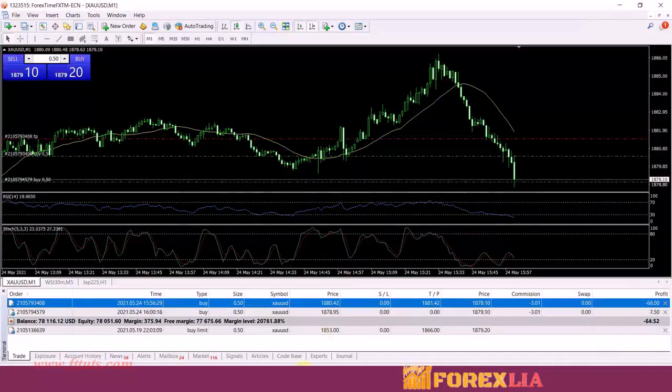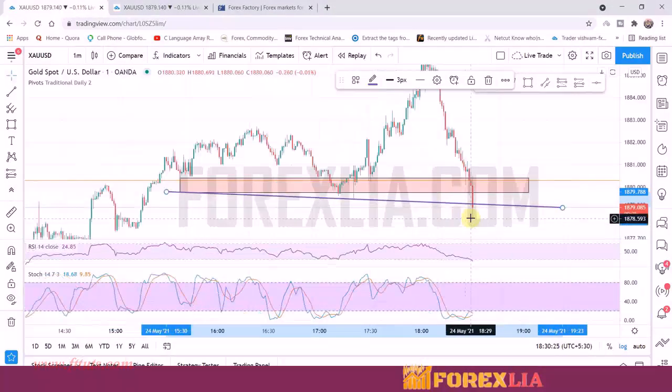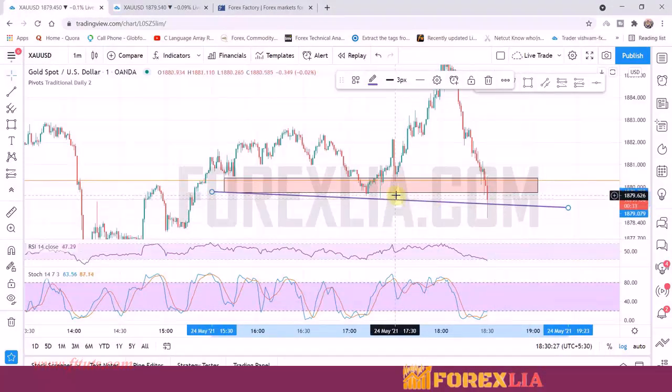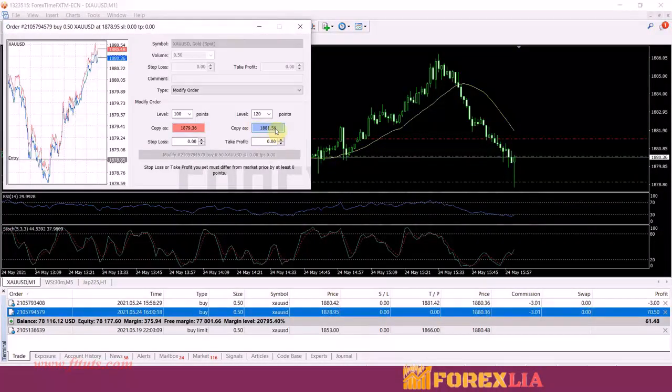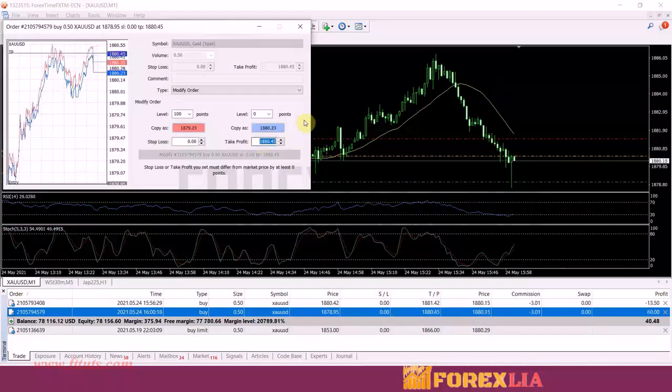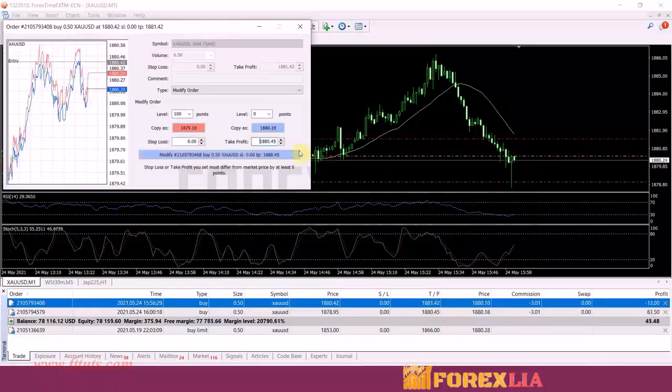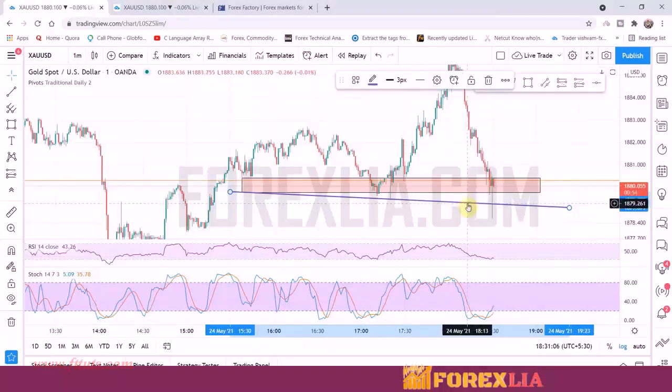Here in the backup I had placed another trade, and I have placed a trend line here. And this trend line is touched here now. And here the market has come in our favor, we have got as many points as we wanted. Here now we will exit these two trades.